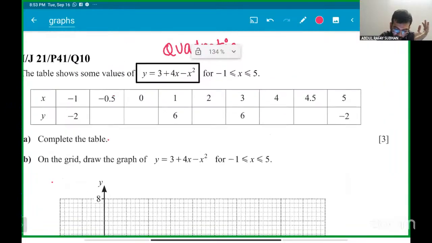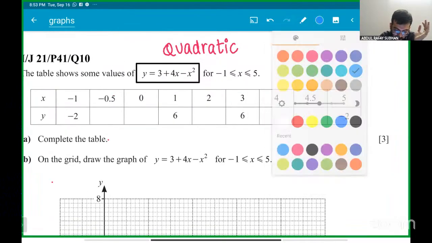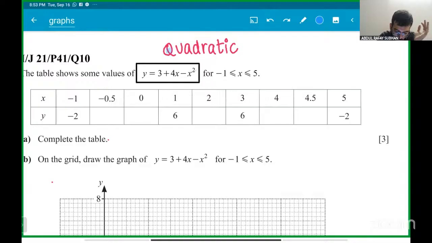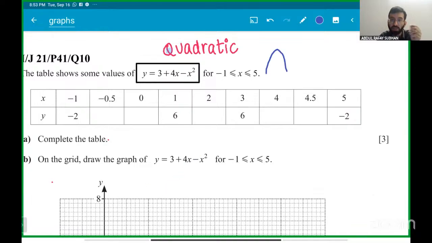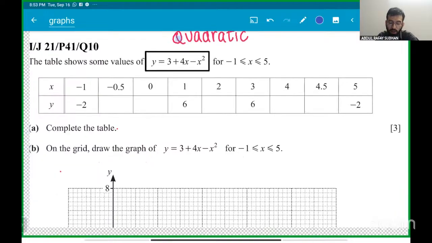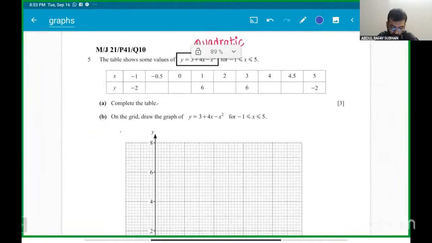So what I'm trying to explain here: sir, how do you judge it's a quadratic? Sir, it's quadratic because of the x square. Sir, how can you judge the shape as well before solving the question? This is important, although it's not compulsory. Can you judge the shape before solving the whole part A and B? I can judge the shape before solving part A and B.